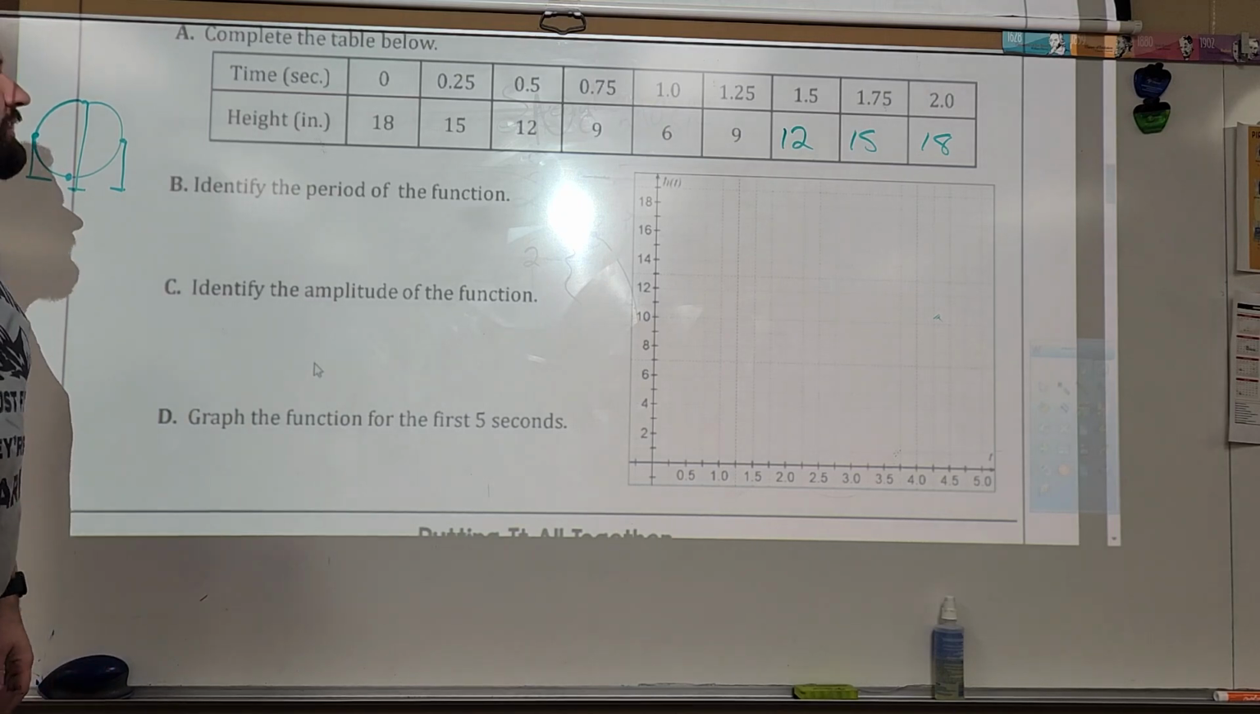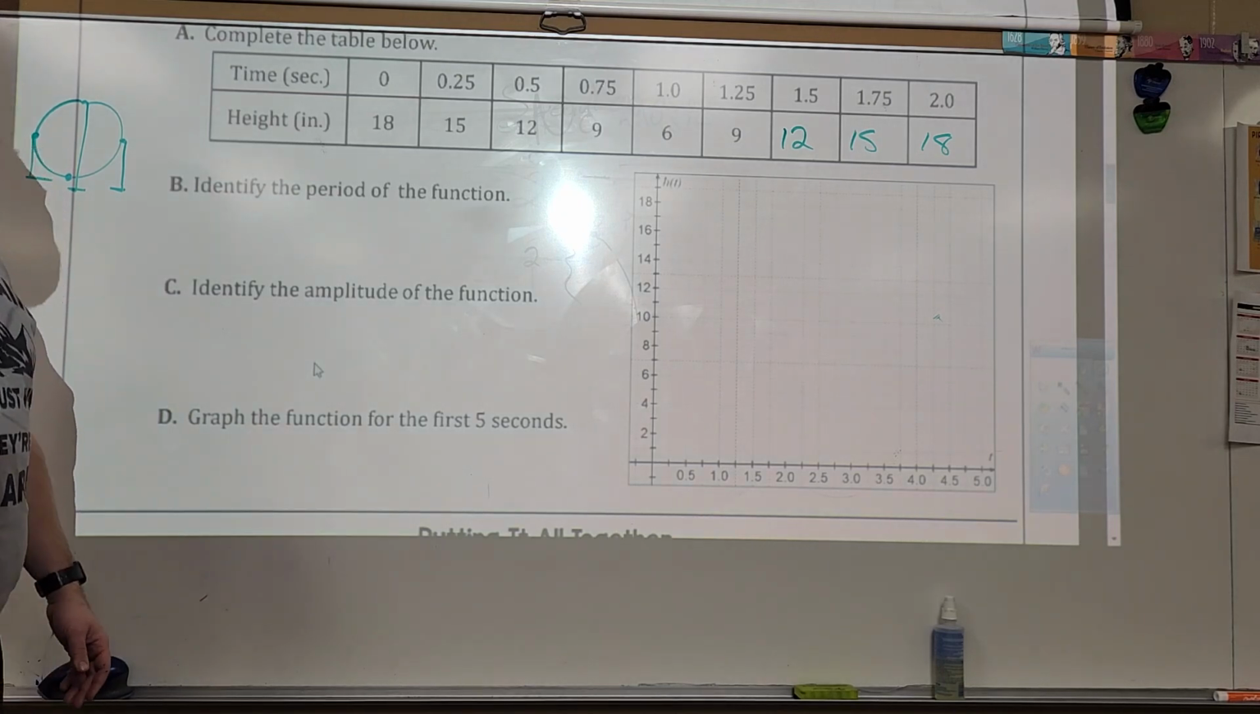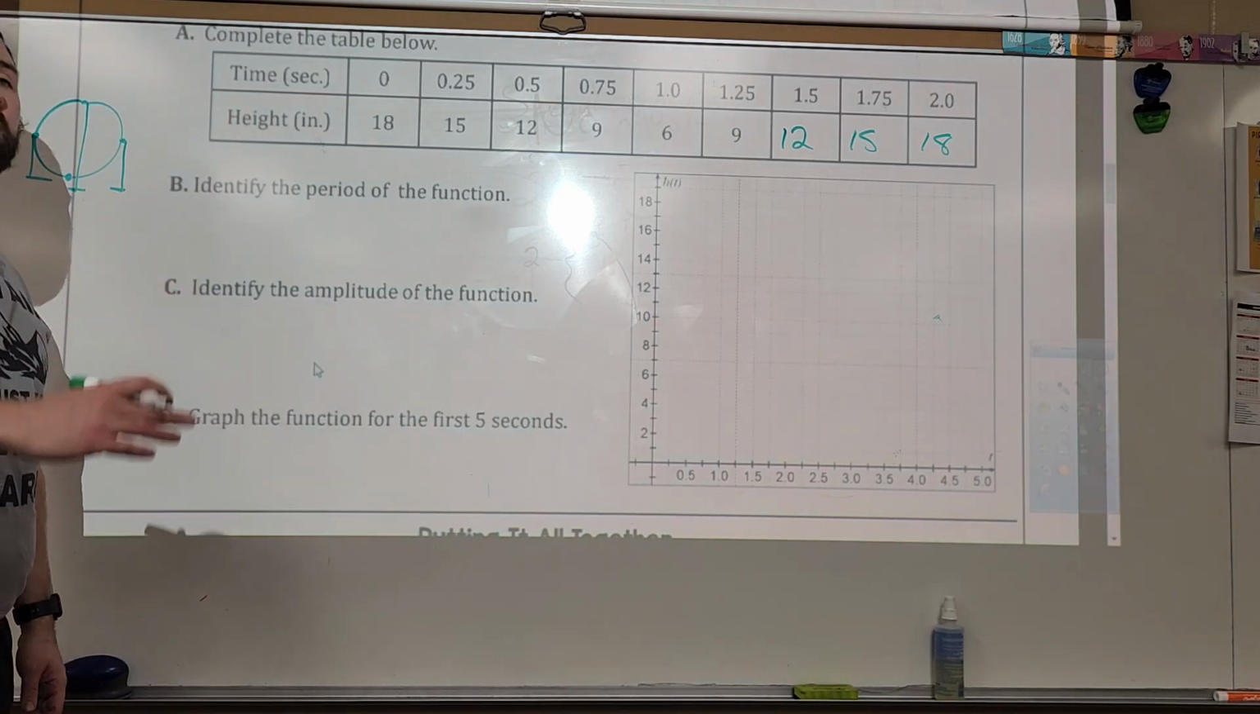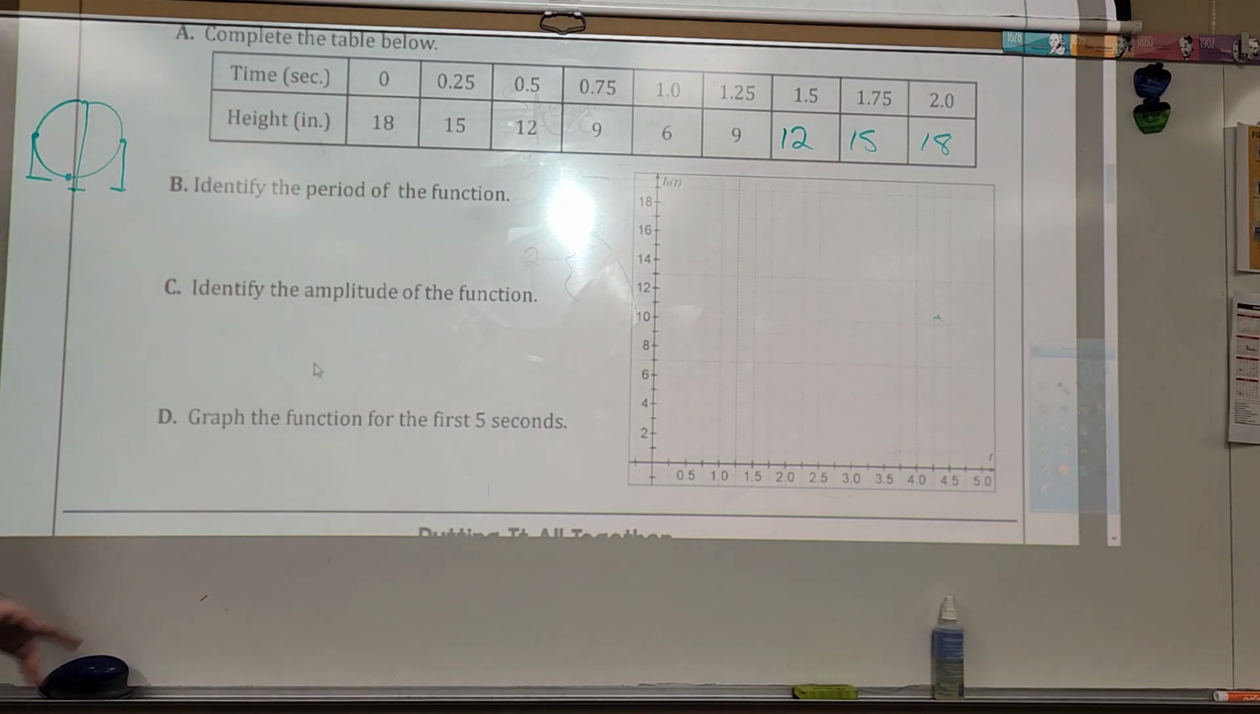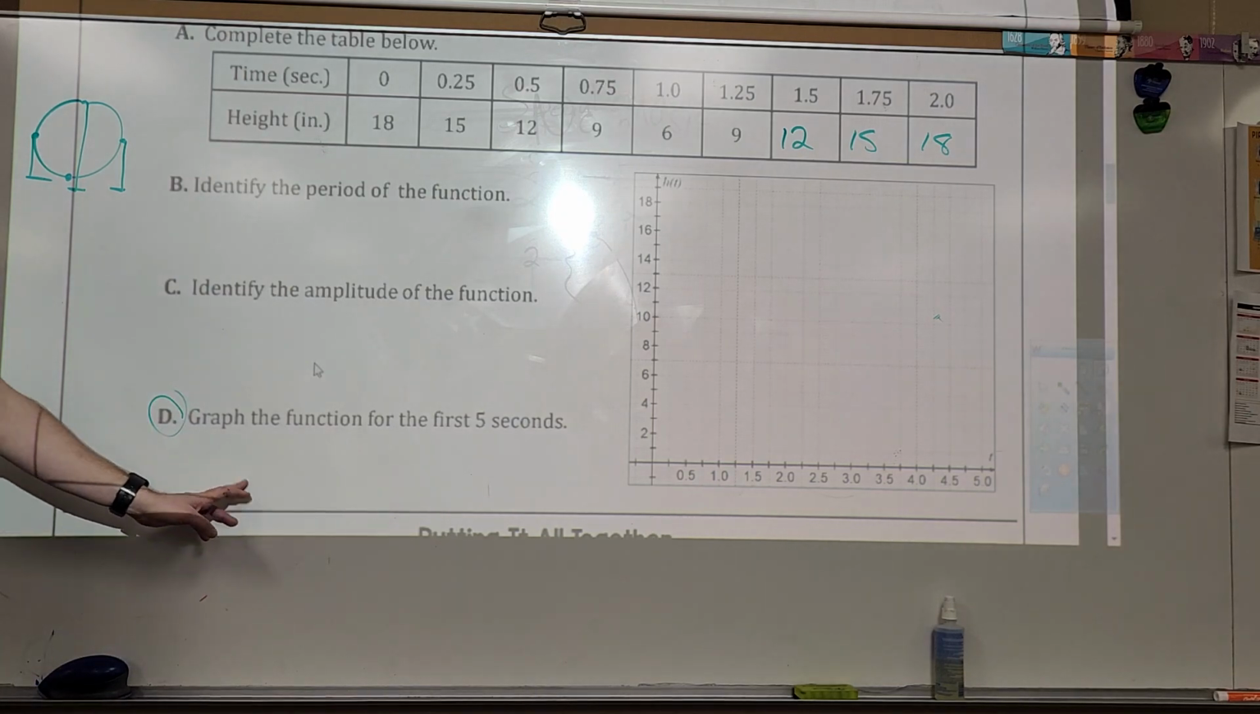So what's my period of this? When do I do one full up and down? Wait, I guess I should ask this: do you think it'd be easier to graph it first and then answer these questions? You guys want to do that? Let's graph the first 5 seconds.